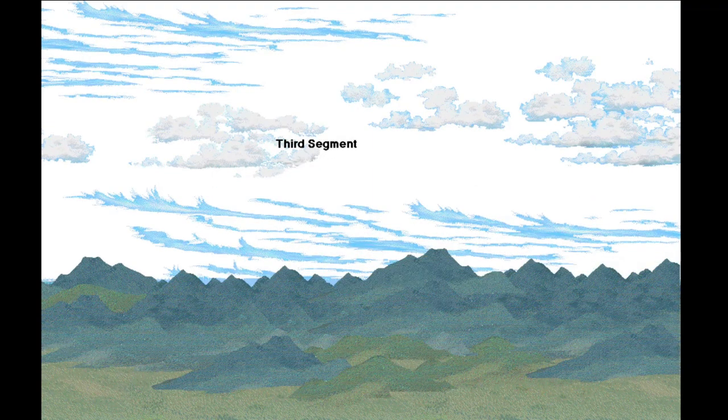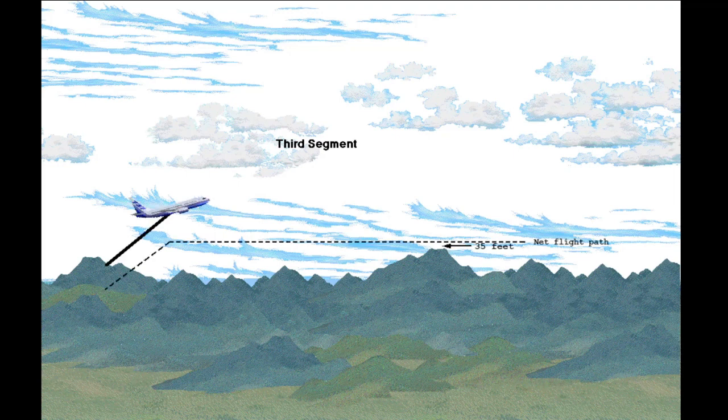Let's consider obstacles in the third segment. Again, the net flight path must clear the obstacle by at least 35 feet. The actual gross flight path will be higher because of the net-to-gross difference during the first and second segments. The net flight path will extend further than the gross flight path because the net-to-gross difference will be expressed as an acceleration reduction during the level flight.